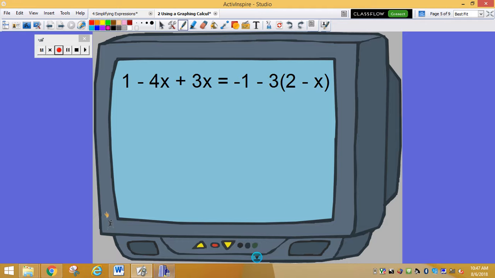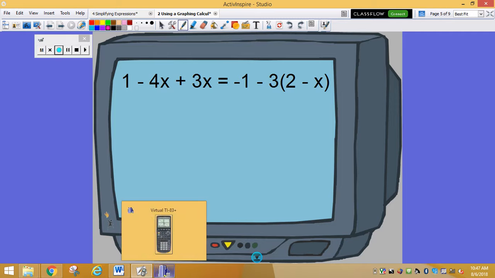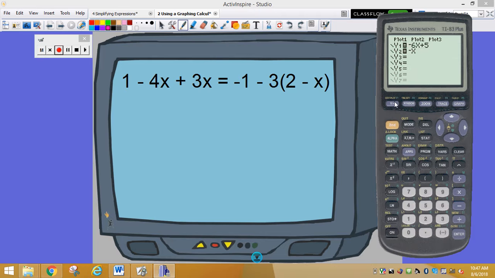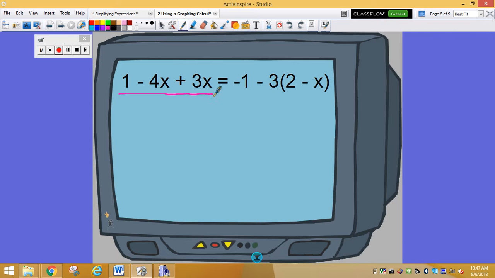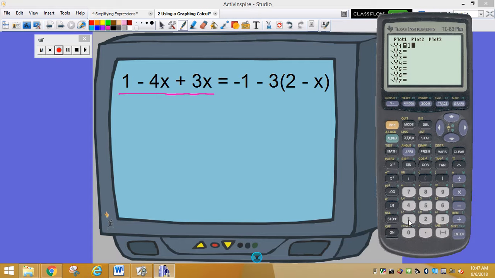Okay, if you would have seen this at the last lesson, you'd have been real mad at me, right? You just said, gosh, she wants me to solve all this craziness. So here we go. Let's do it on the calculator. I'm going to type all of this in. That's on the left side. So I'm going to type in 1 minus 4x plus 3x. That's on the left. Now I'm going to type in the right side. -1 minus 3. Remember, your parentheses are right here above the 8 and 9. So parentheses 2 minus x. Close parentheses. All right, let's do it. Graph.